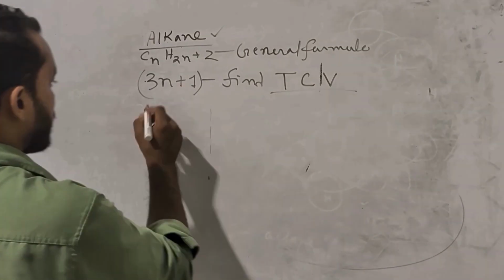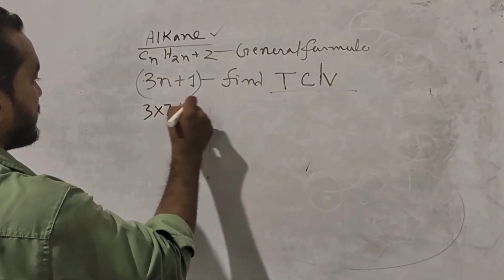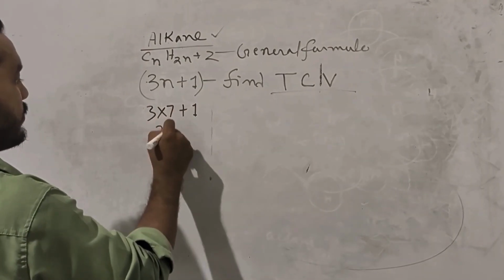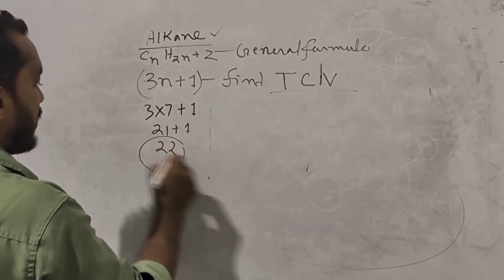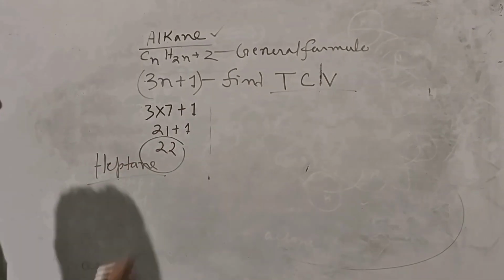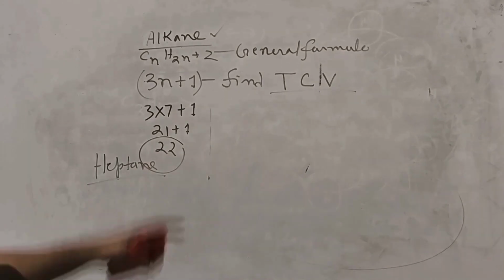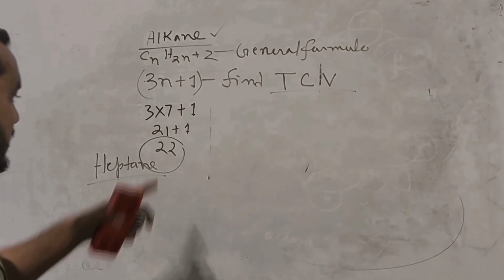21 plus 2. I mean 3 into 7 plus 1. 7 threes are 21, plus 1, 22. That means in case of heptane, the total number of covalent bonds you will get is 22. Okay, let me check whether it is 22 or not.